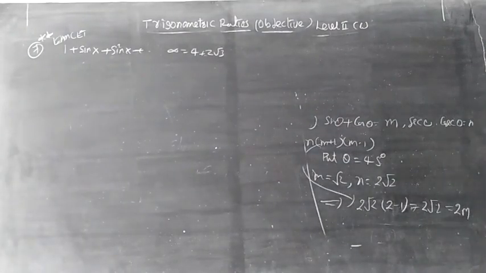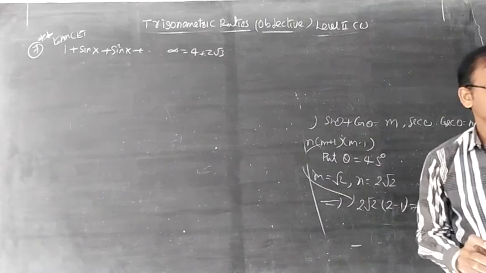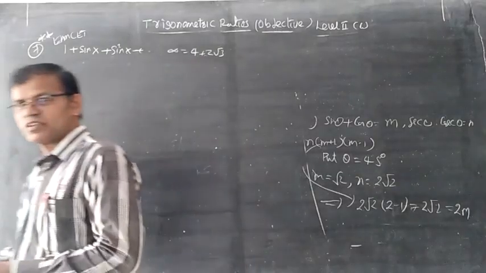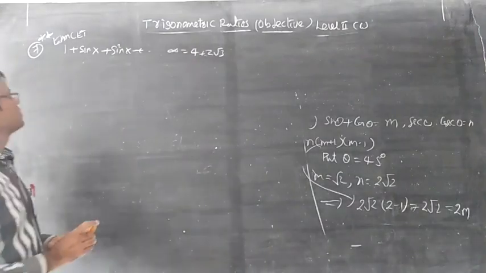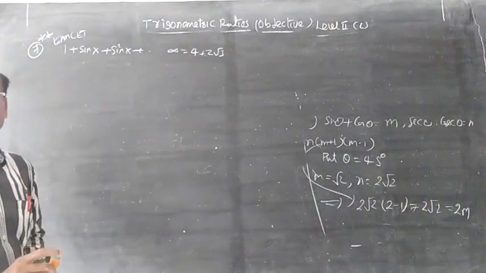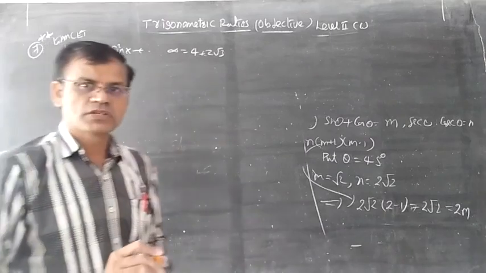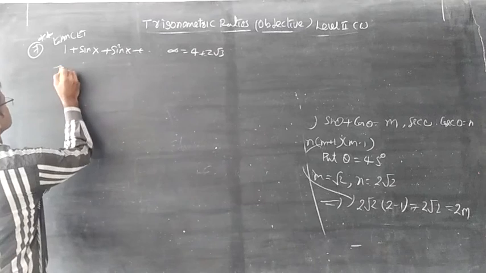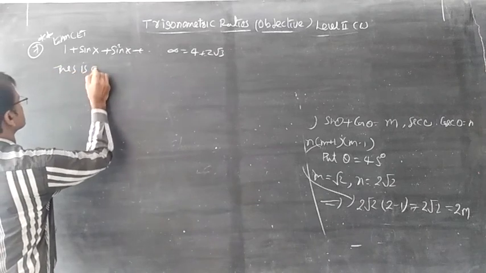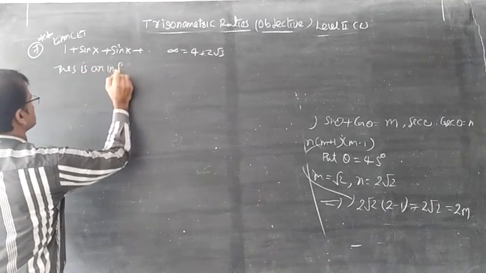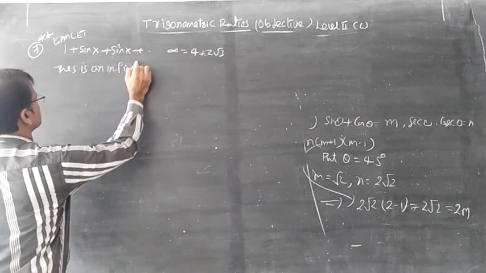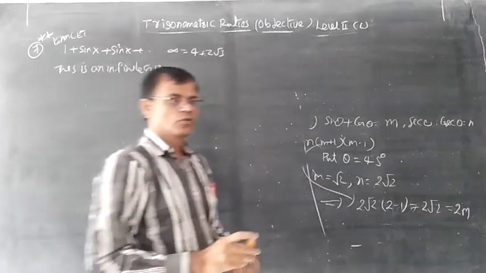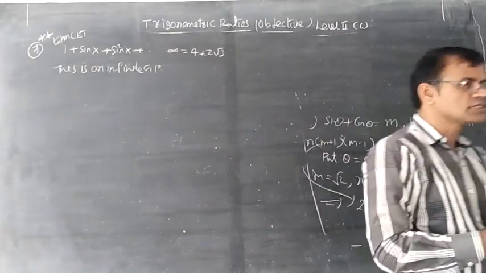In your material, number 10. So 3 sums are different. 1 plus sin x plus sin square x plus so on to infinity is equal to 4 plus 2 root 3. This is an infinite GP. Do we have an idea about the sum of infinite terms of a GP?